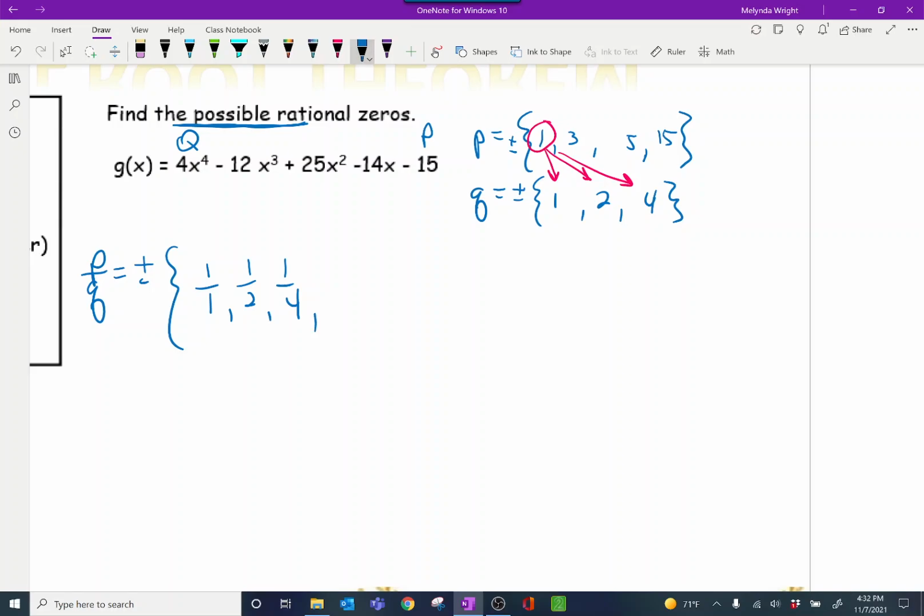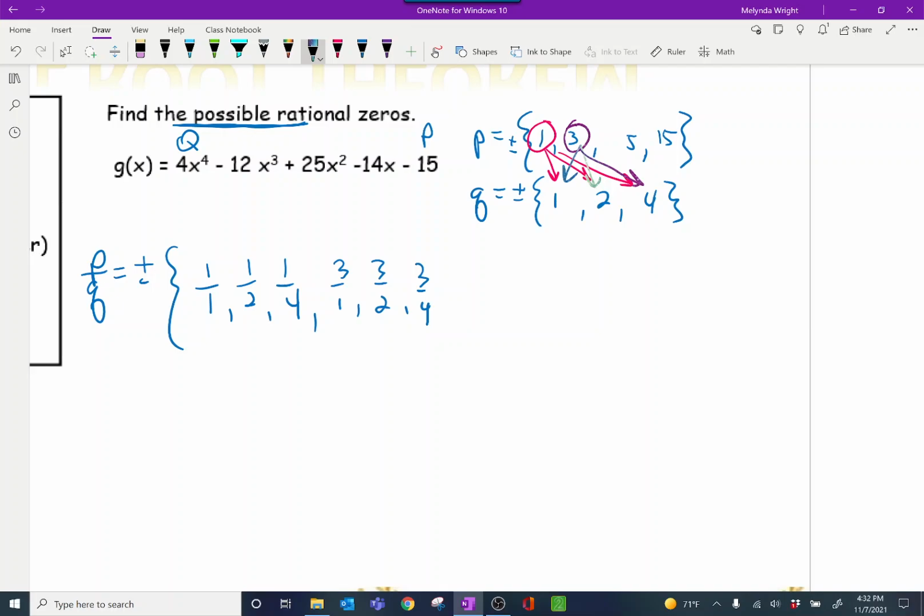Now let's keep going. So look at the 3. We've got 3 over 1, 3 over 2, and 3 over 4. See how we take a number from the list of possibilities for P and put it in fraction form over all of the possibilities for Q. Now, if we happen to come upon a duplicate, we don't have to write it twice.